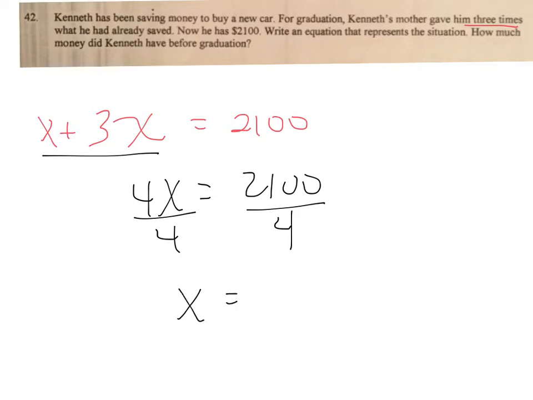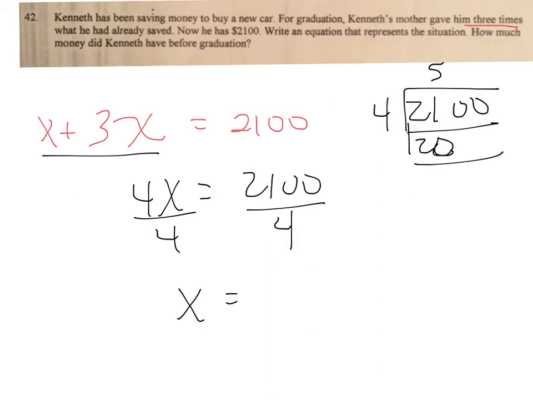and let's do some long division. So remember, 2,100. If you don't have a calculator, just put that 4 right there. 4 times 5 is 20. Subtract, you get 1. Bring down a 0. Well, I know that 4 goes in 100 25 times, so it's going to be $525. And that's how much Kenneth has.